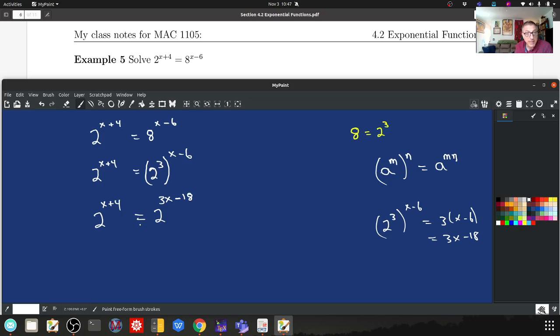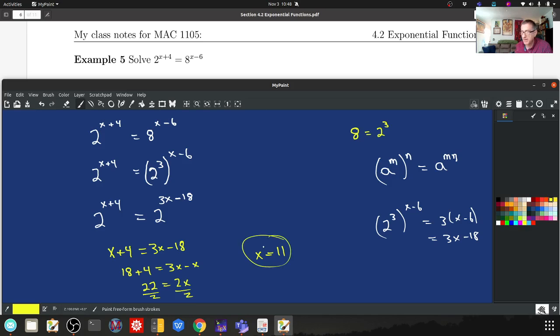So now I have the same bases, and I can use the one-to-one nature of my function to declare x plus 4 is equal to 3x minus 18. And to solve that, I'm going to bring the 18 over and go 18 plus 4 is equal to 3x minus x. 18 plus 4 is 22, and 3x minus x is 2x. So I'm going to divide both sides by 2 to get x is equal to 11.